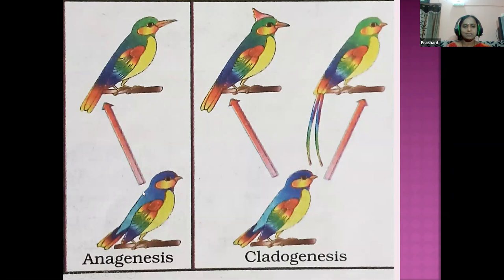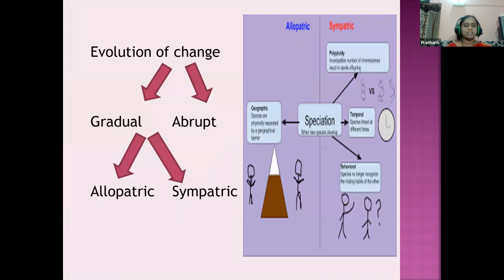Anagenesis is the bird giving rise to a new species in a single lineage. The bird giving rise to two different species, that is, dividing into two different populations, is cladogenesis. So this evolutionary change is again of two types, that is gradual and abrupt. Gradual means it is very slow, children. It may take even hundreds of years. Abrupt means immediately, by mutations, hybridization, etc.